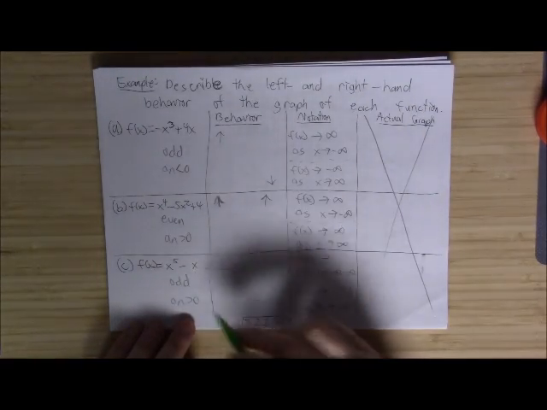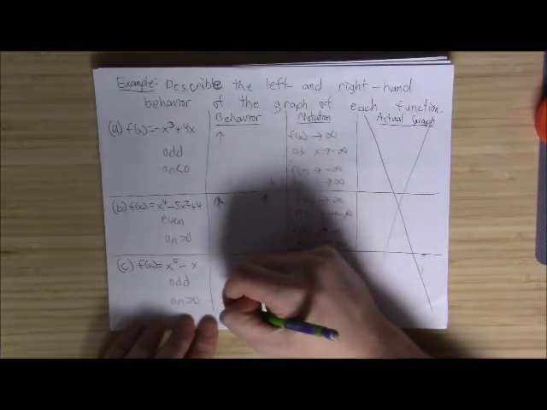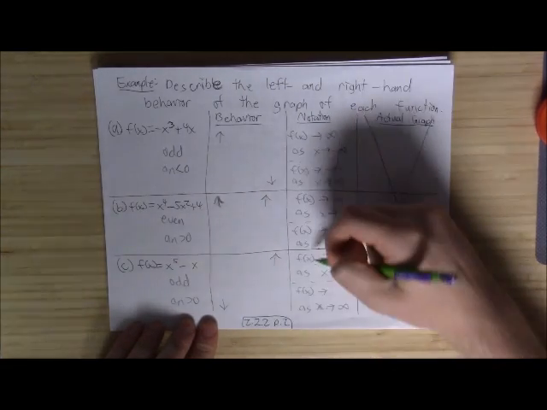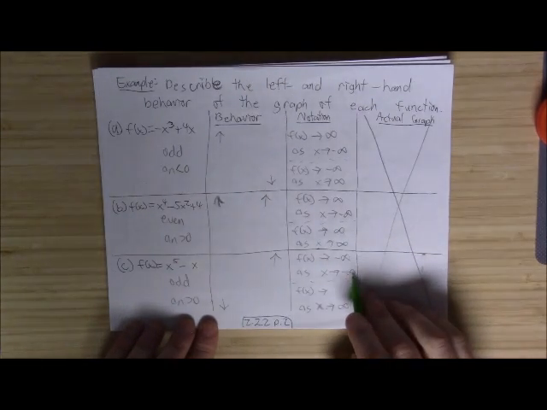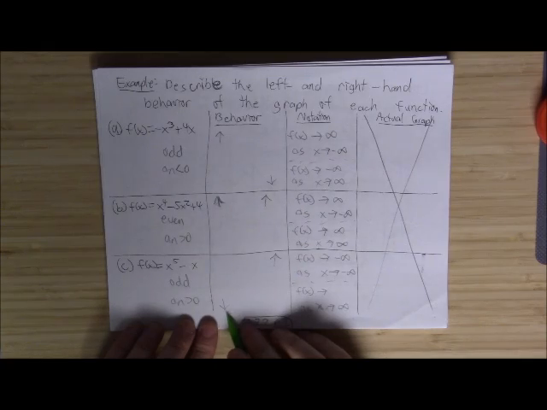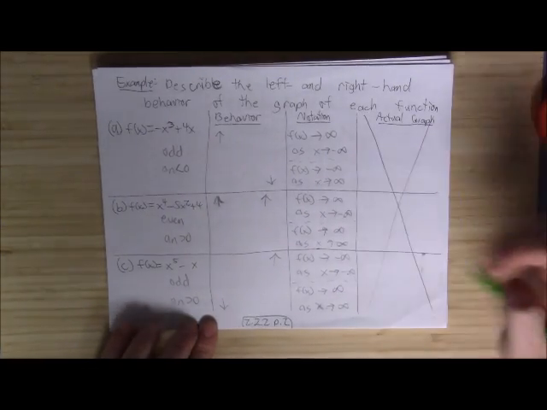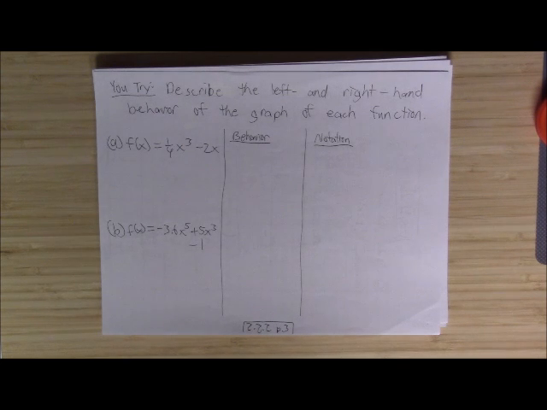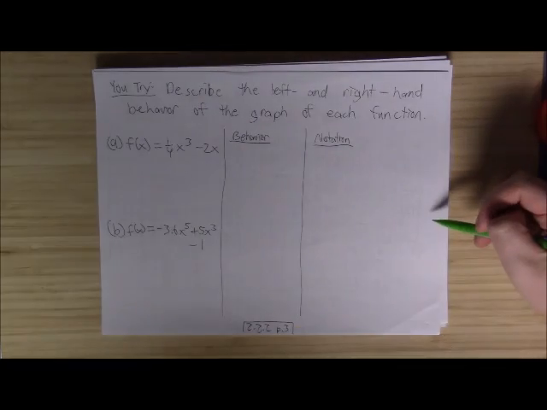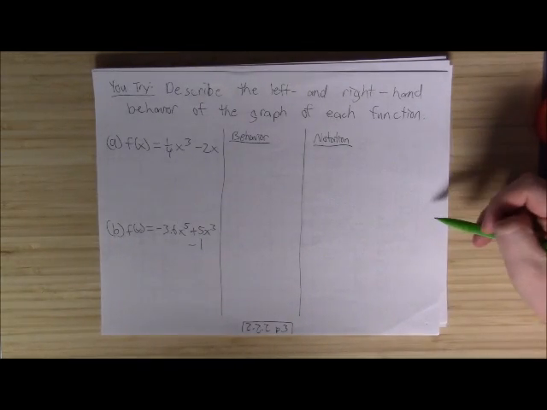Here, we expect with odd degree and positive leading coefficient, down, up. So as x goes to negative infinity, f of x goes to negative infinity, and as x goes to positive infinity, f of x goes to infinity. And now it's time for you to try, so go ahead and determine the behavior and the notational behavior of these two functions. On the count of 3, I'll reveal the solution. 1, 2, 3.